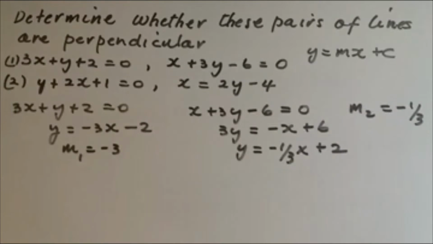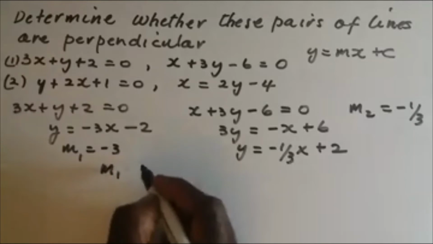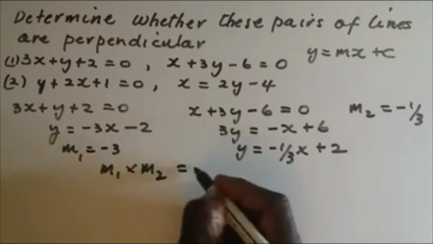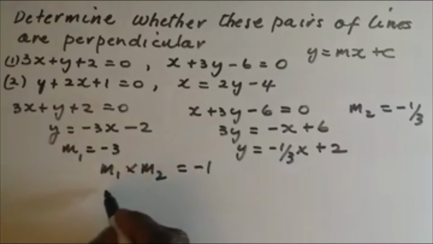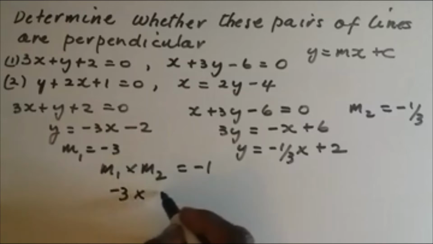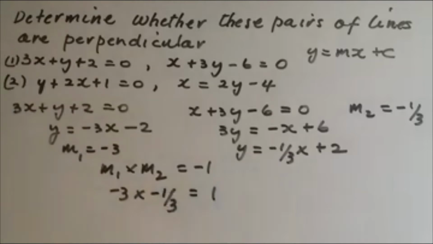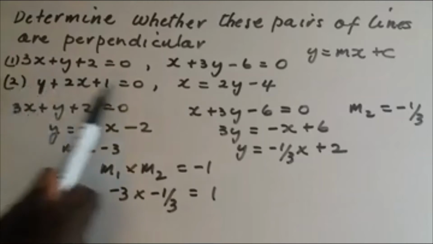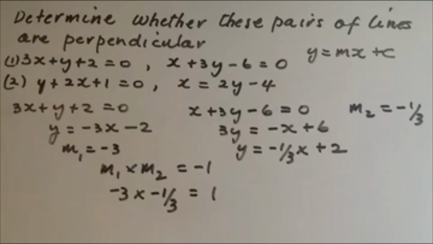Now the perpendicularity condition states that the product m1 times m2 must be equal to negative 1. Let's check and see. We have negative 3 times negative a third, that gives us 1. So this indicates that the first pair of equations representing lines are not perpendicular to each other.